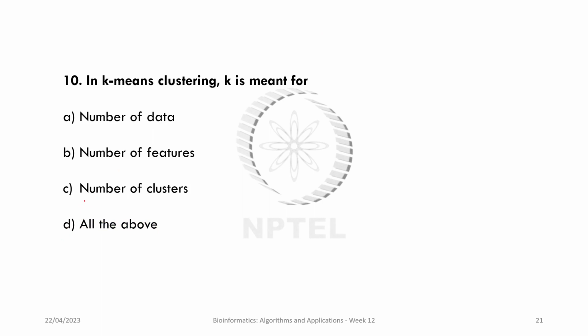Question 10. In K means clustering, K is meant for A. Number of data, B. Number of features, C. Number of clusters, and D. All of the above. Thank you, Kritika. And Devangana. Thank you, Malini. And Vijayanta.